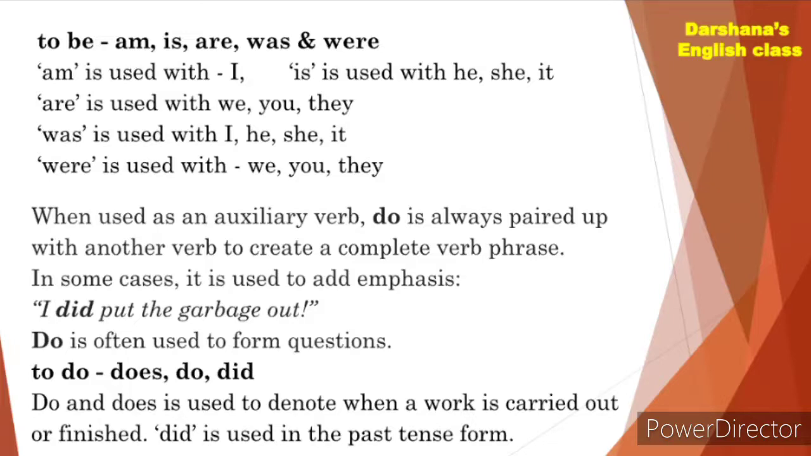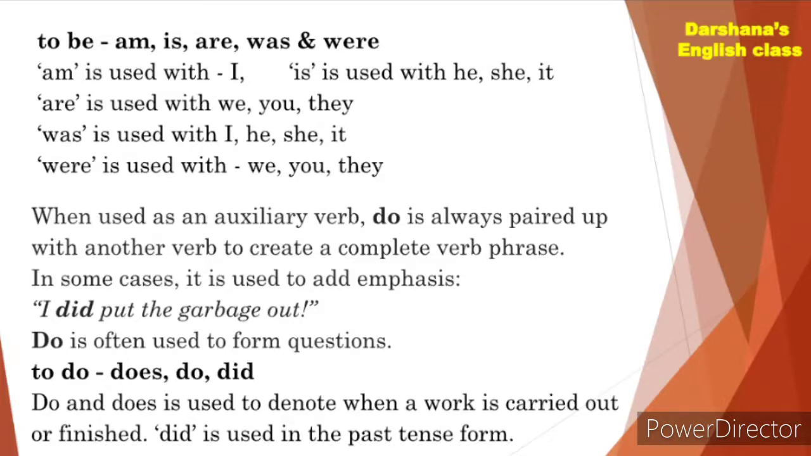Am is used with I, is is used with he, she and it, are is used with we, you, they, was is used with I, he, she and it, were is used with we, you and they. Okay, so this is very, very important. Please note it down and always remember, okay. Grammar is something which is very tricky and you have to understand and remember those tricks.